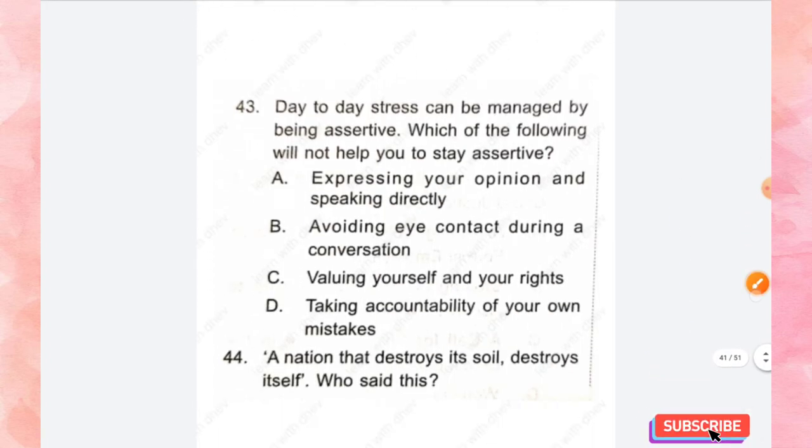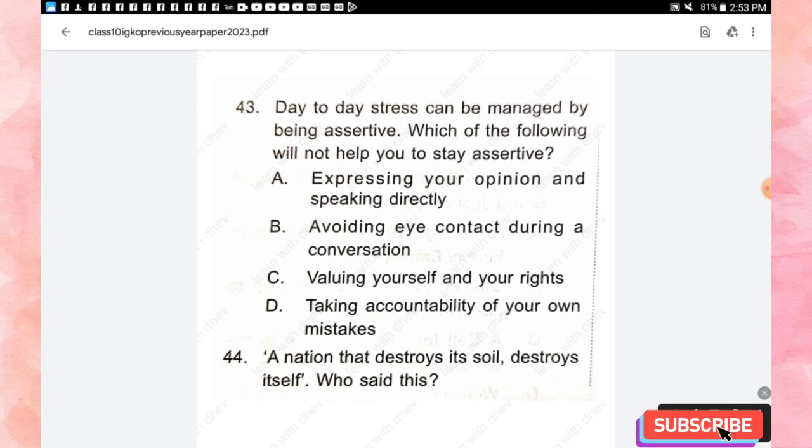Question number 43. Day-to-day stress can be managed by being assertive. Which of the following will not help you to stay assertive? Option A, expressing your opinion and speaking directly. Option B, avoiding eye contact during a conversation. Option C, valuing yourself and your rights. Option D, taking accountability of your own mistakes. The right answer is option B.